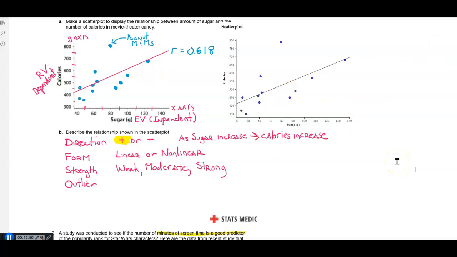All right. So when we look at it, we could say, well, what's the form? Well, to me, it looks linear in general. Okay, what's the association or what's the strength? Okay, now what this does right here, guys, this tells you the strength. So the closer that number is to either 1 or -1, the stronger the relationship.